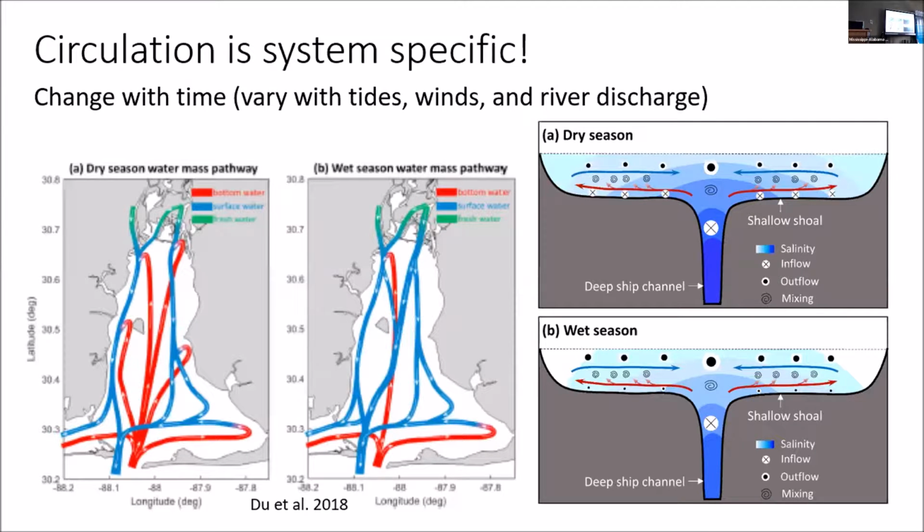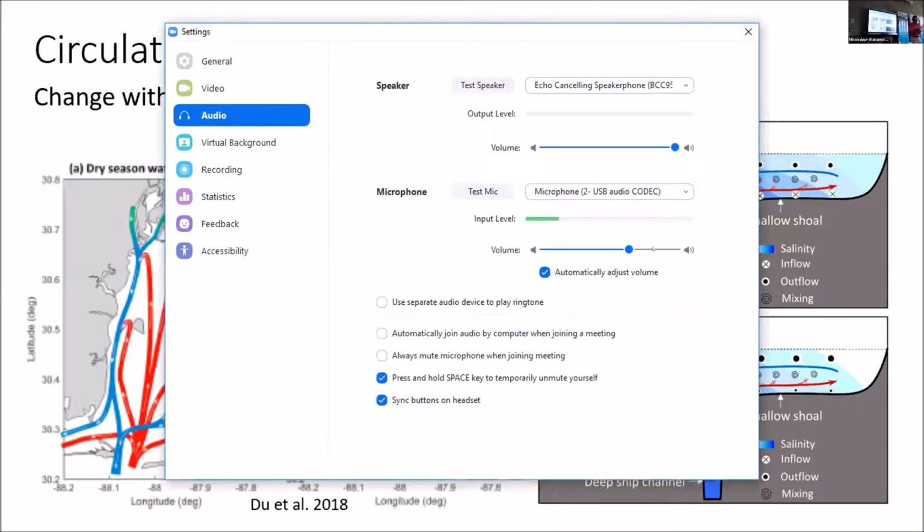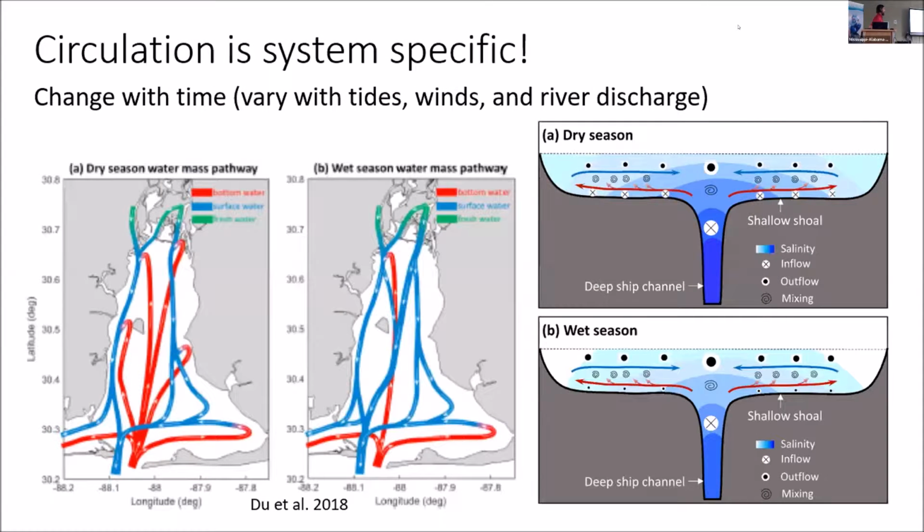That's just spatial. We have other things to play around with too. Tides, winds, river discharge, all those vary in time. There's spring tides, there's neap tides, there's windy days, there's not windy days, there's droughts, there's floods. All those things are going to change what these circulation patterns look like. And so there's a lot of variability in these systems.